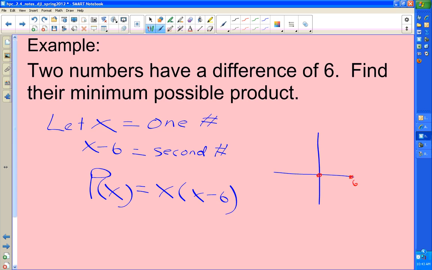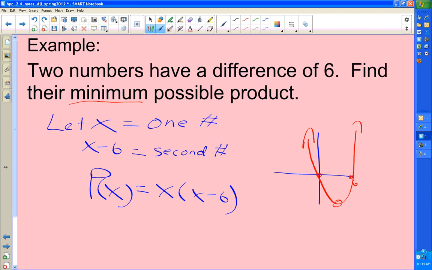If you used x plus 6, then you had negative 6 as your intercept, and that works fine too. If you used x plus 6 here, that would work also. The graph is going to look like this. It's a sketch. And we're trying to find the minimum possible value for the product.